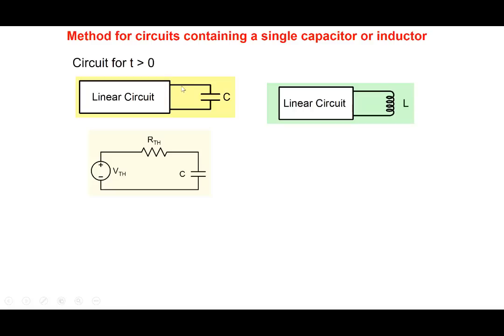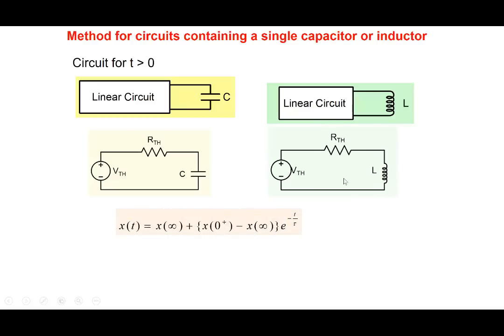So this linear circuit, between these 2 terminals, you can replace it by a Thevenin's voltage and a Thevenin's resistor. So through use of Thevenin's equivalent, any complicated circuit consisting of a single capacitor basically reduces to a simple voltage source and an RC circuit that we have just looked at. Similarly, in this case also, we can transform it into a voltage source and a resistor. So it becomes a simple RL circuit that we just studied, right?